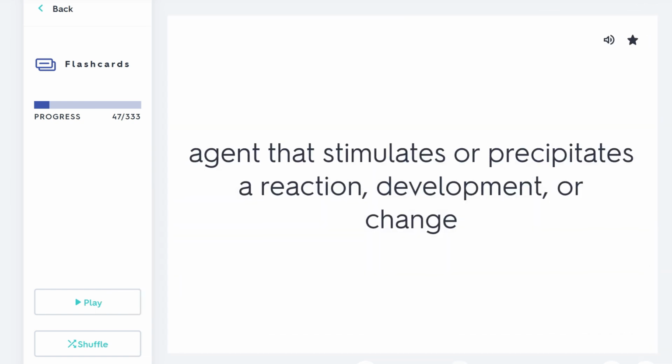Catalyst. An agent that stimulates or precipitates a reaction in chemistry, development, or change. But it can be anything. Anything can be a catalyst for change. Some people believe certain politicians are a catalyst for change, an agent that can stimulate development or change. Catalyst.